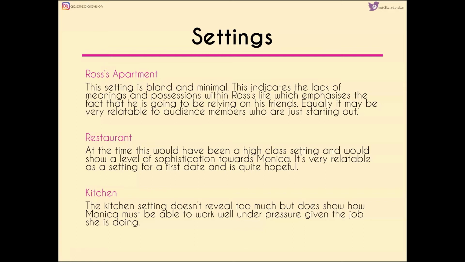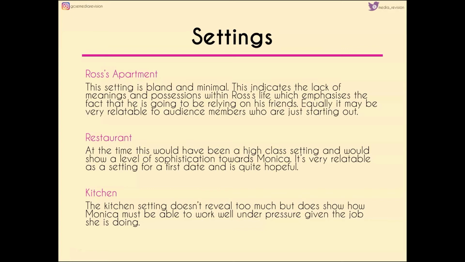Now, at the restaurant where Monica's on her date, at the time, it's worthwhile remembering that this would have been a very high-class setting. So although it looks today perhaps a little bit dated and perhaps a little bit drab, at the time it would have been very sophisticated, and that adds a level of sophistication to Monica's character. It's very relatable as a setting for a first date and gives this idea of hope for how the date is going to work out overall and perhaps what it might end up leading to.